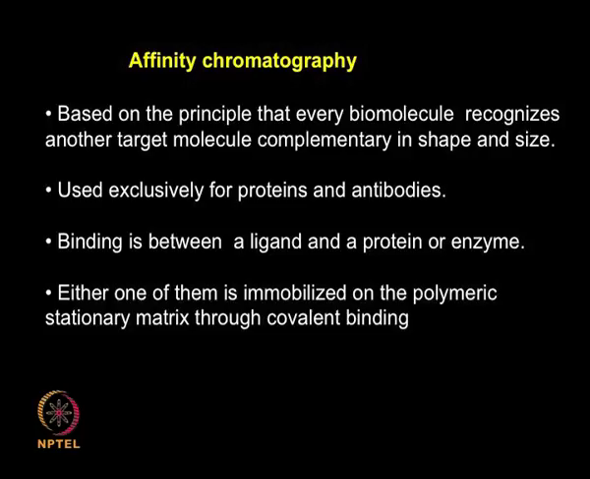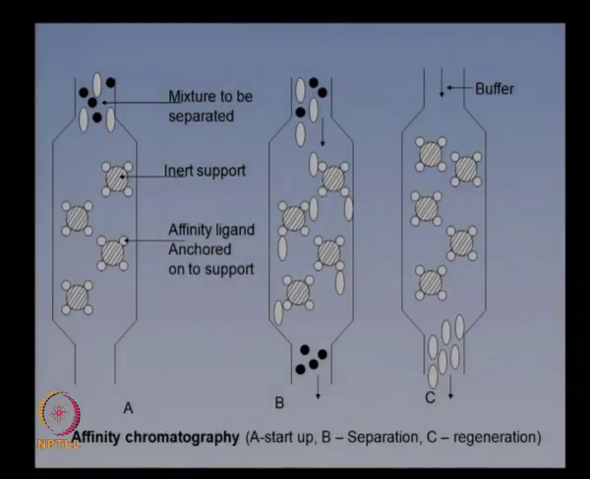So we can either immobilize the protein and the mixture of ligands could be passed, or we could immobilize the ligands and a mixture of protein could be passed. Okay, so the immobilization happens on a polymeric stationary matrix through covalent bonding. That is what we do actually. Okay, so how does it work?